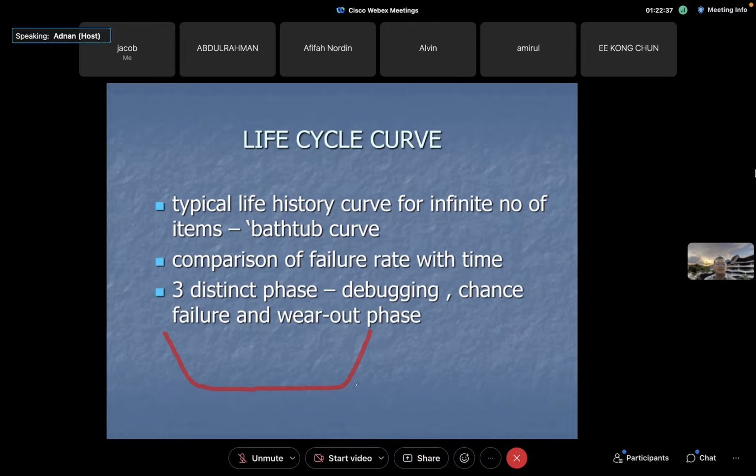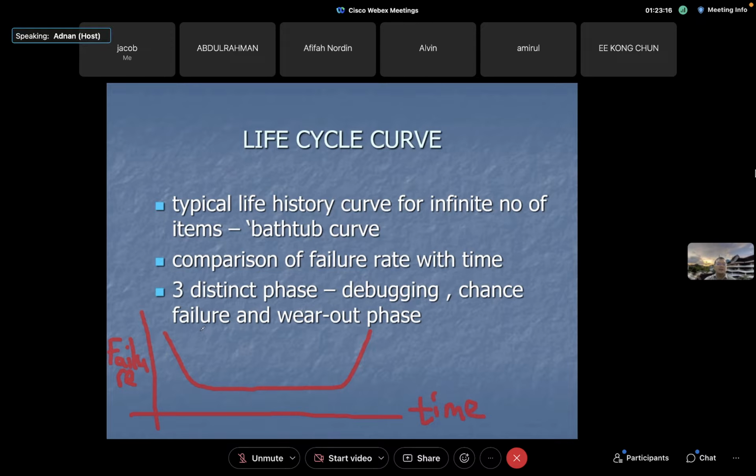The shape is a bathtub. So this is actually showing the life cycle curve, where we have the x-axis, which is the time. The vertical axis is what we call the probability or the failure rate. What is the chance to fail? If you see here, as time moves on, the failure rate increases.